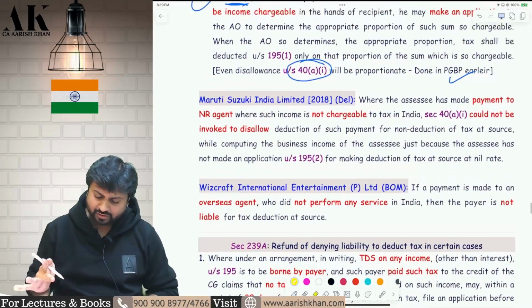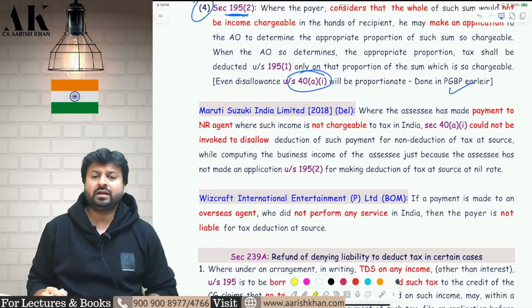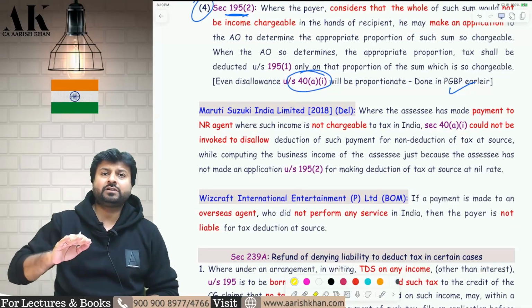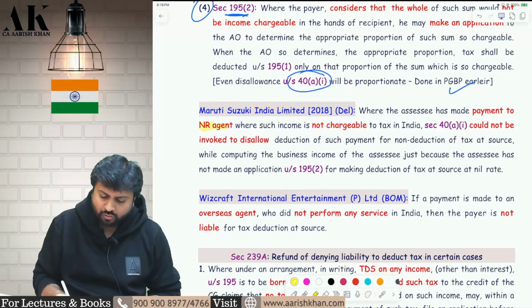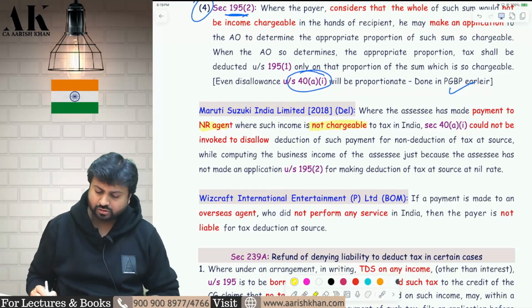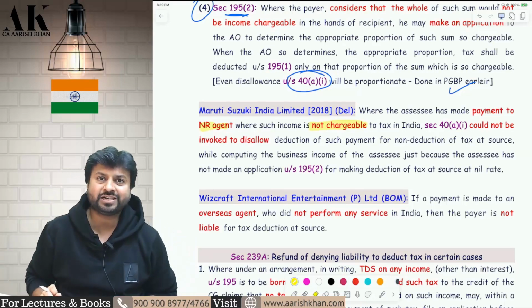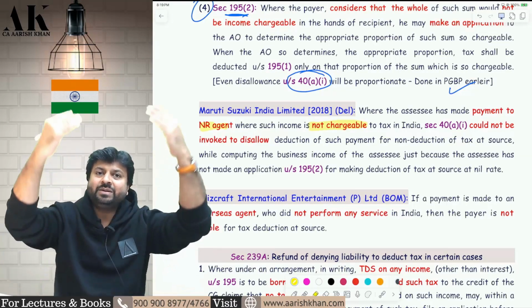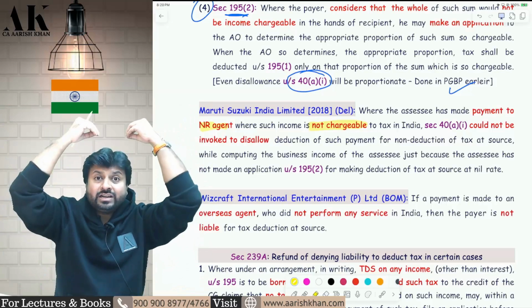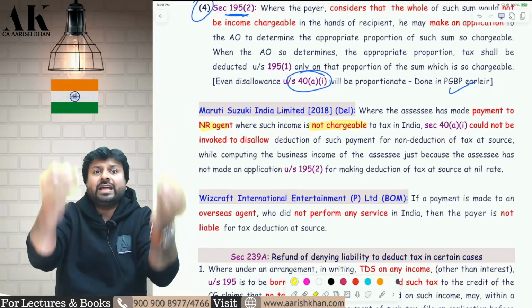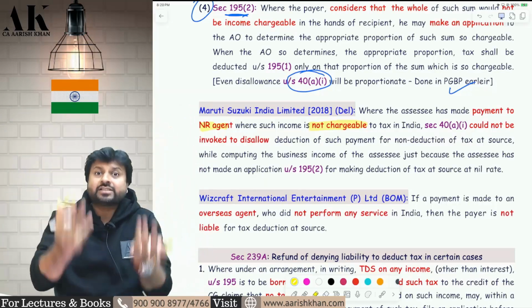Now, some small case laws. Maruti Suzuki India Limited, the assessee, was making some payment to a non-resident agent whose income was not chargeable to tax. So the AO did what? The AO disallowed the expense. How can you disallow an expense which is not chargeable to tax? Suppose you are making a payment to a non-resident agent that is not taxable in India. If it is not taxable in India, the question of TDS does not arise.